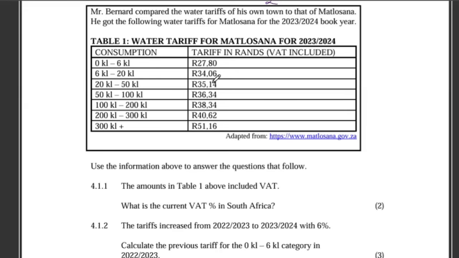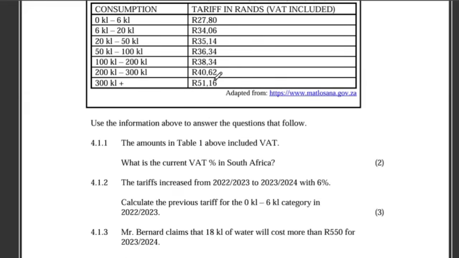Mr. Bennett compared the water tariffs of his own town to that of Mathemaical, where they are going to camp, where they are going for the holidays. And they are saying the amount in the table above included VAT. What is the current VAT percentage of South Africa? It's 15%. The tariff increased from 2022/2023 year to 2023/2024 with 6%, meaning the amount increased by 6%.